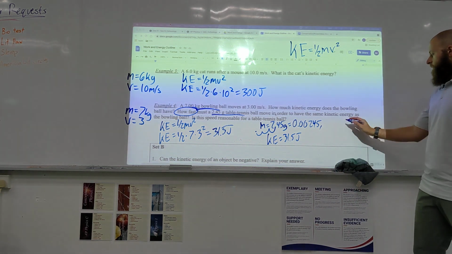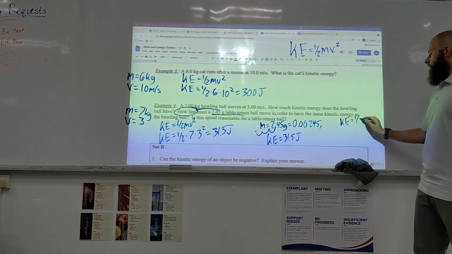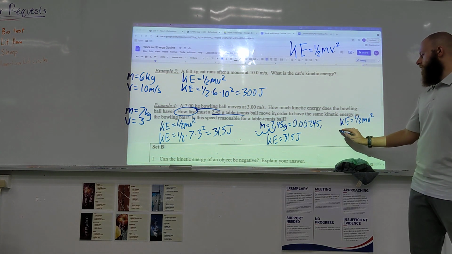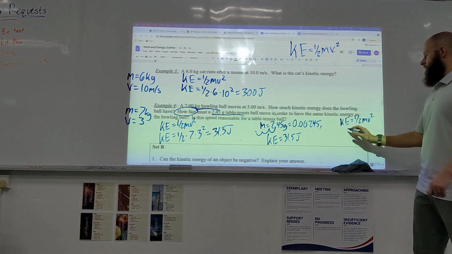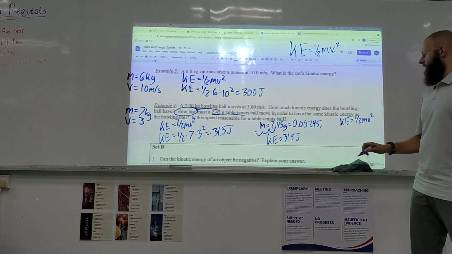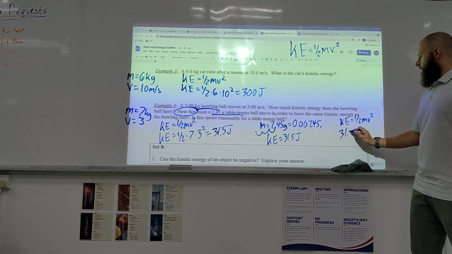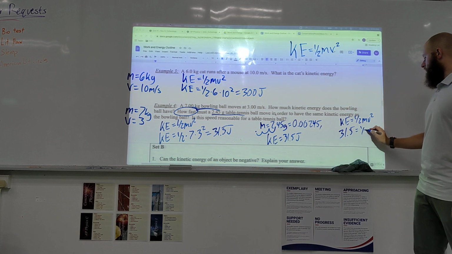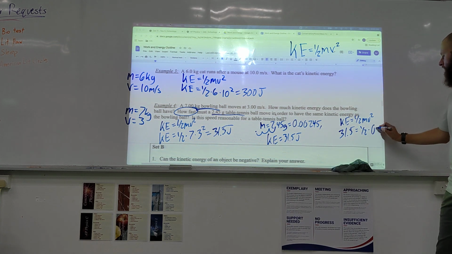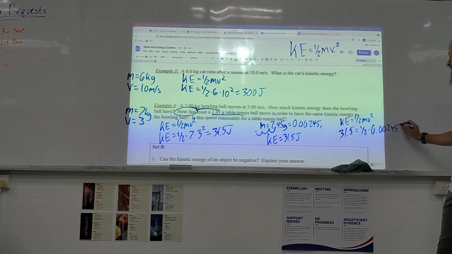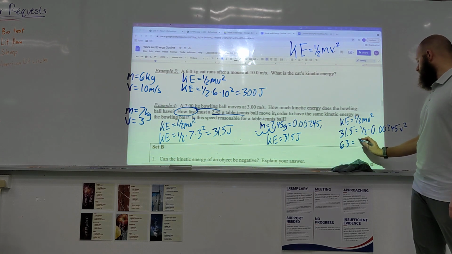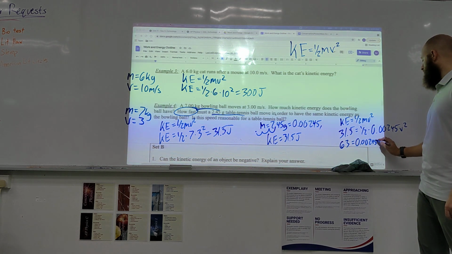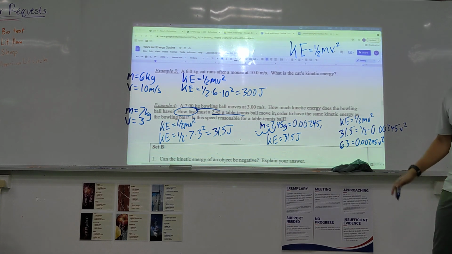So let's write down our formula. KE equals 1/2 mv squared. So we have 31.5 equals 1/2 times mass, which is 0.00245 v squared. Now I'll multiply this by 2, so I'll get 63 equals 0.00245 v squared, and then I'll need to solve for v.